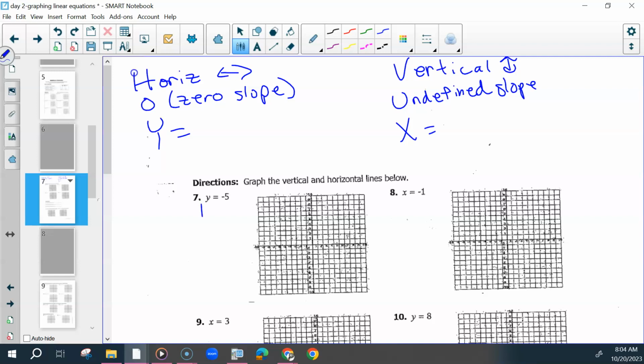So if we have a y equals, that is horizontal. Because it's going to be horizontal, on the y-axis, where this is -5. The graph is kind of hard to read, so do the best to your ability. Put a point at -5. Draw a horizontal line through that point. Draw arrows at the end. You don't have to write the H, I was just saying.